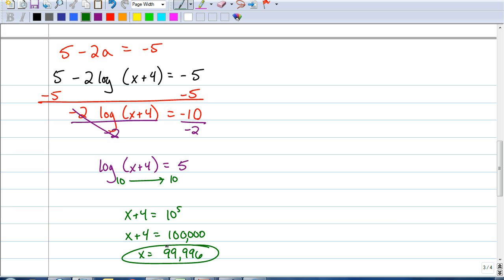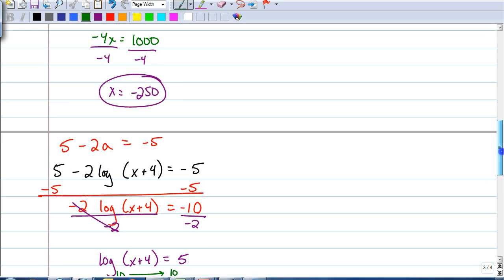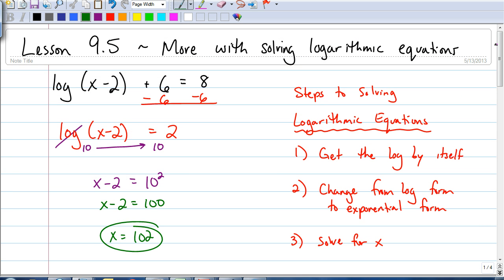It's okay to get positive numbers, negative numbers, but the key is to make sure that you always follow these 3 steps when we want to solve logarithmic equations.